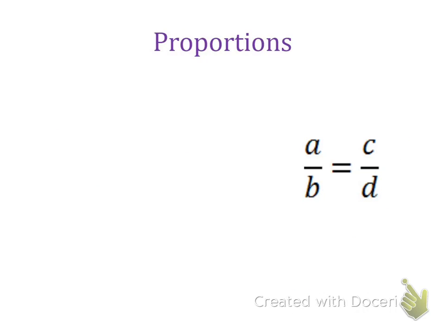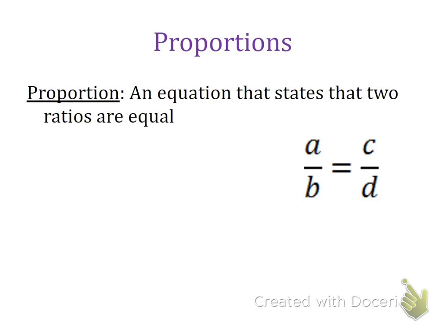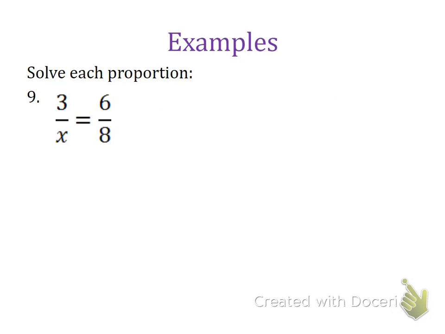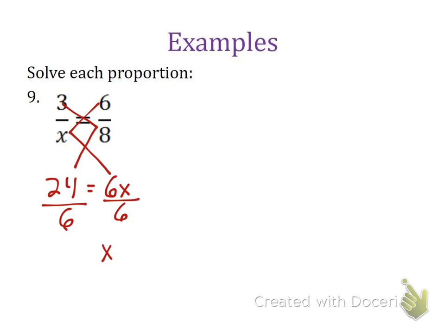So proportions, A over B equals C over D. It's an equation that states two ratios are equal. To solve a proportion, we cross multiply. So to solve each proportion, we're going to do 3 times 8, which gives me 24, equals 6 times x. Divide both sides by 6. X equals 4.